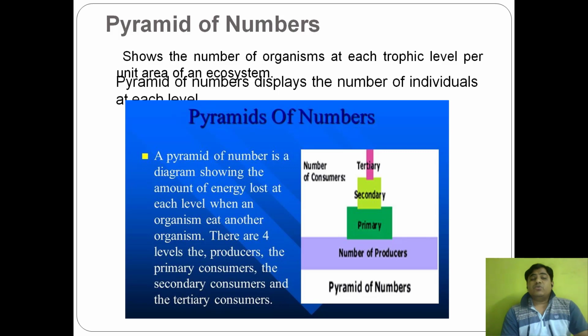It shows the number of organisms at each trophic level, meaning how many are present in a particular trophic level per unit area of an ecosystem. The pyramid of numbers also displays the number of individuals at each level. A pyramid of numbers is a diagram showing the amount of energy lost at each level when an organism eats another organism. And there are levels we have already seen: producer, primary consumer, secondary consumer, tertiary consumer, etc.